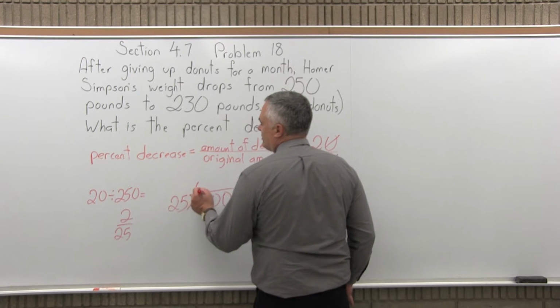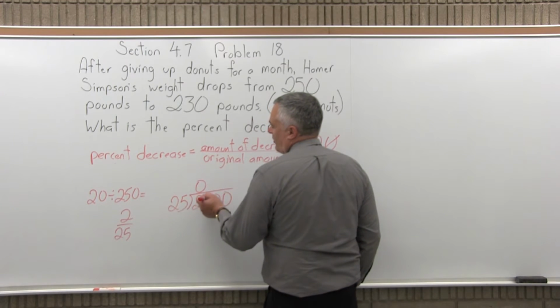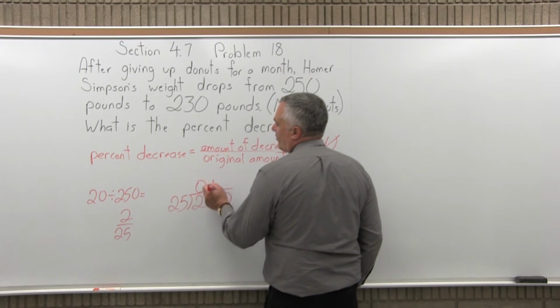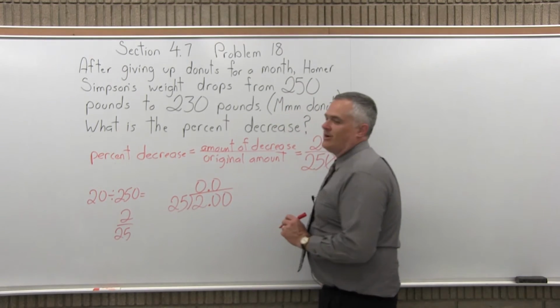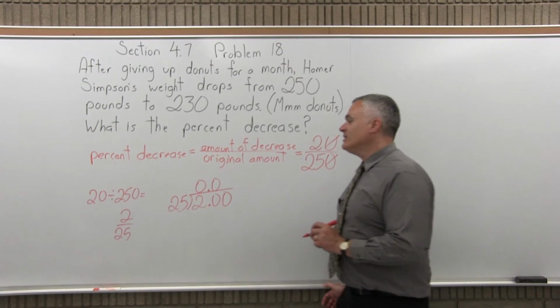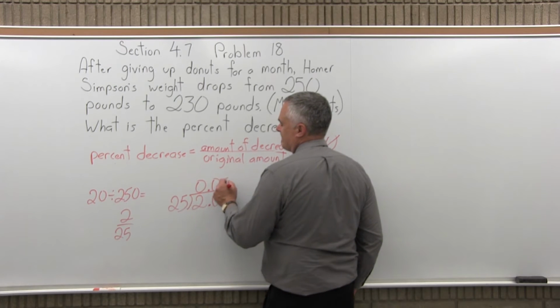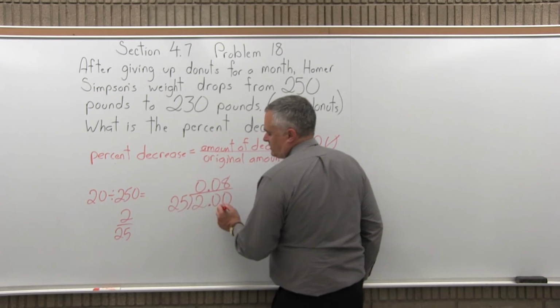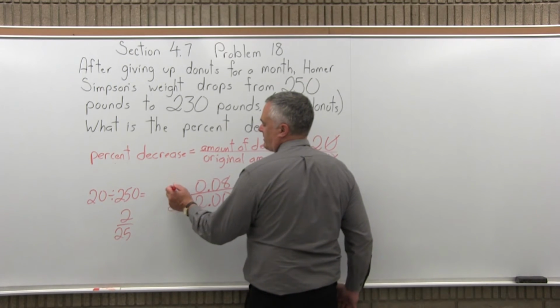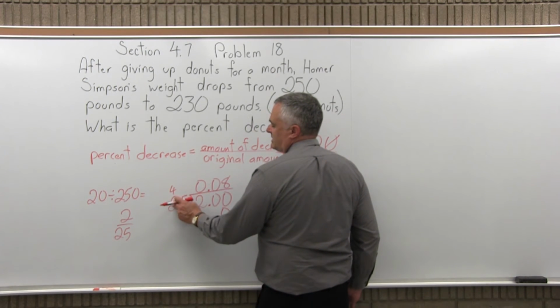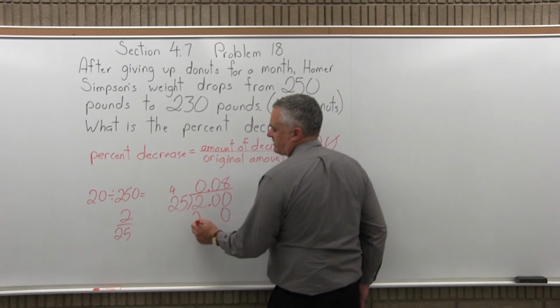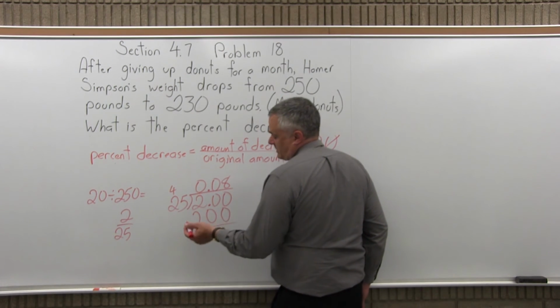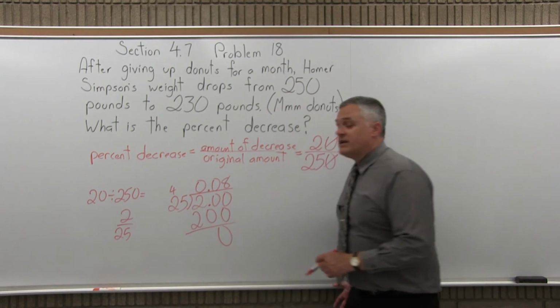So it went into the 2 0 times, and the decimal comes straight up. It went into the 20 also 0 times. Into the 200, though, it'll go in 8 times. 8 times 5 is 40. Write the 0, carry the 4. 8 times 2 is 16, plus the 4 that you carried, 16 and 4 is 20. Give me a 200. So 200 minus 200 is 0.